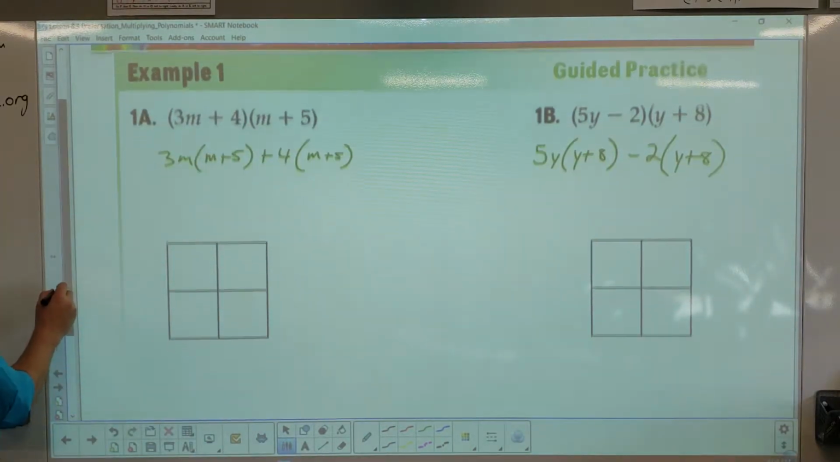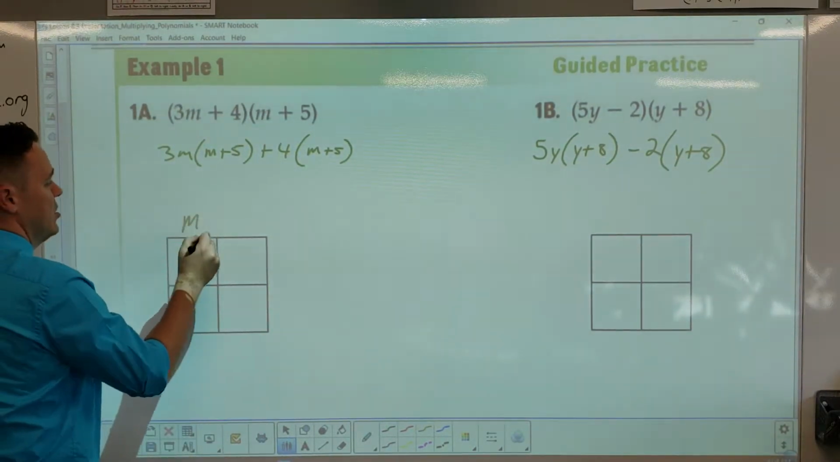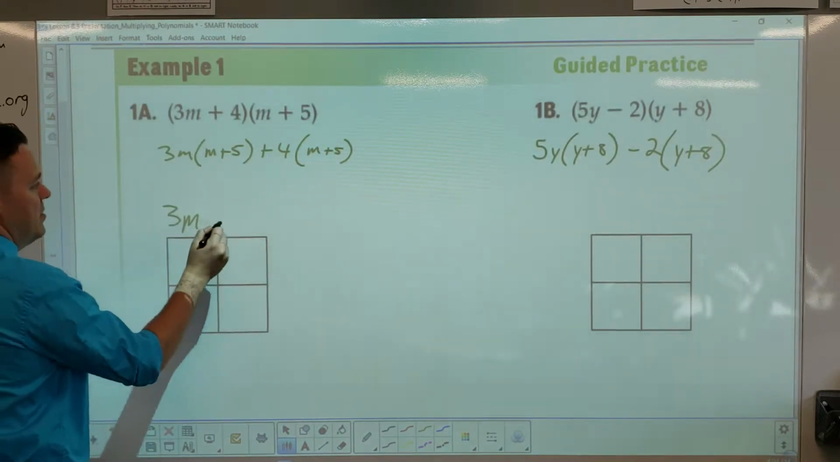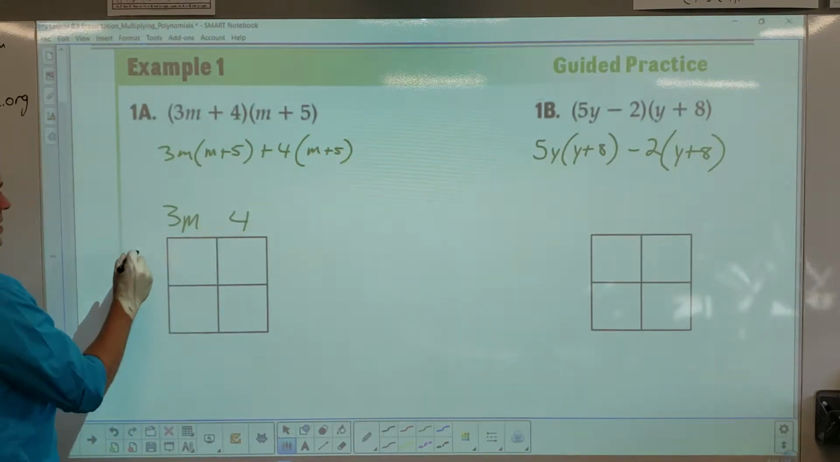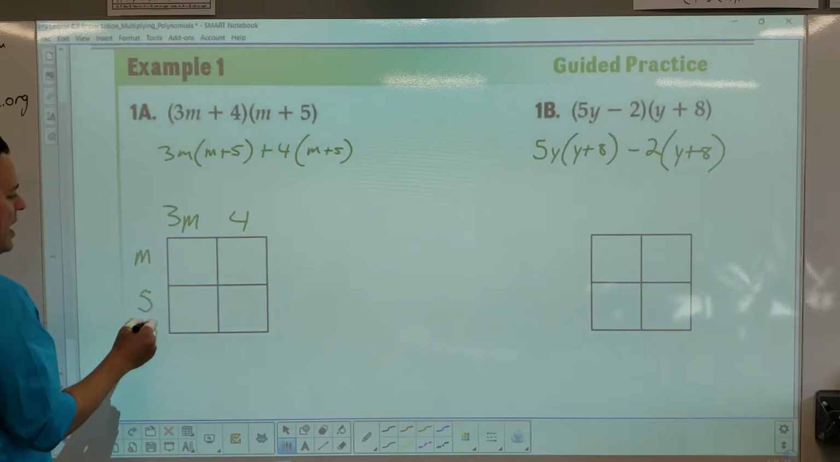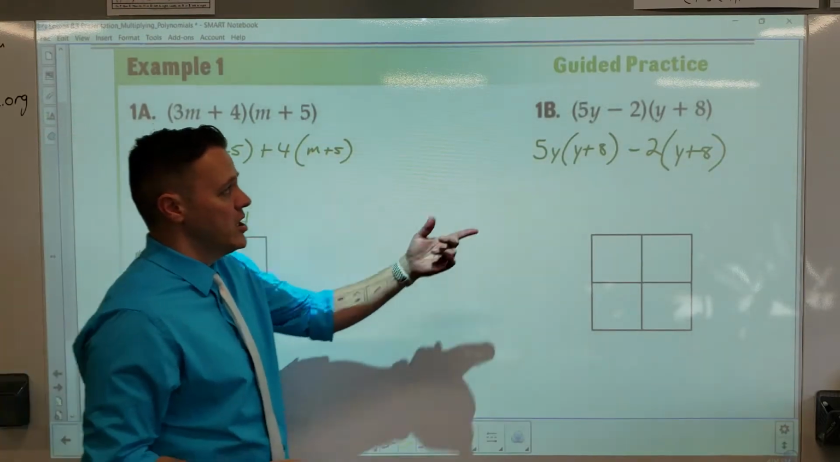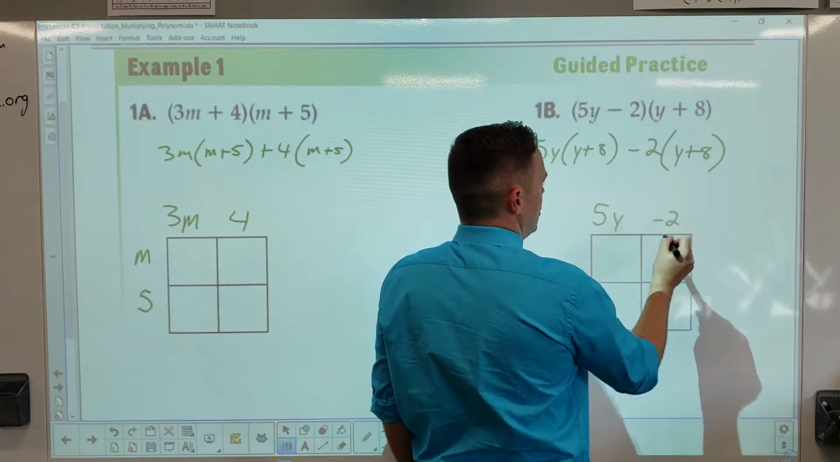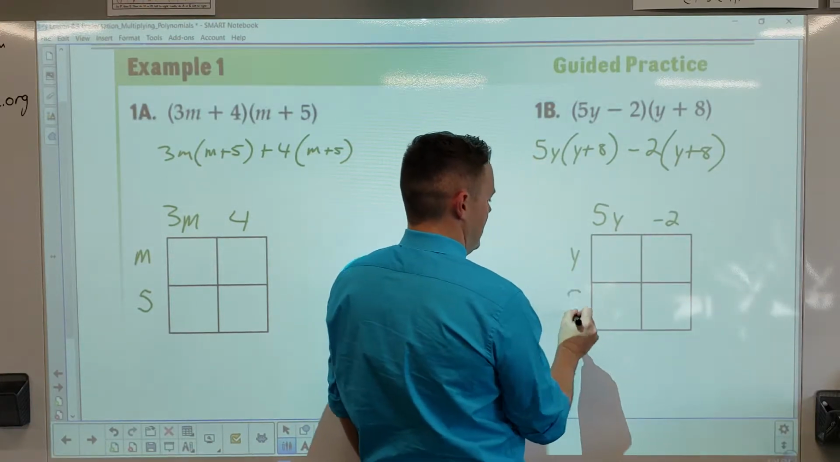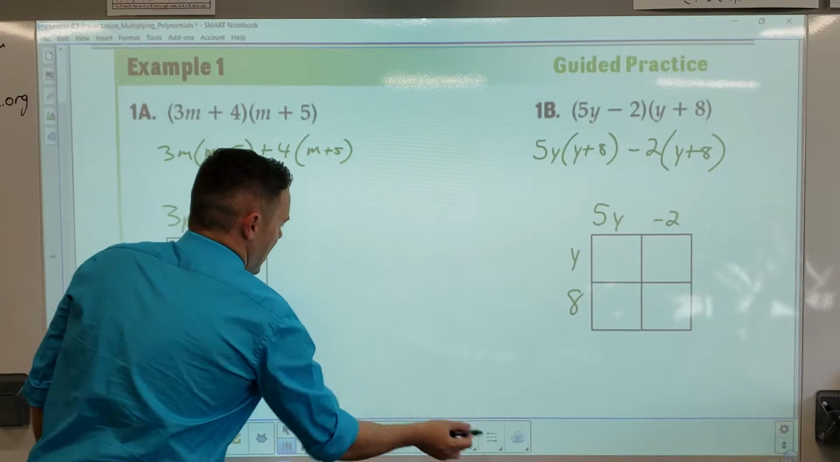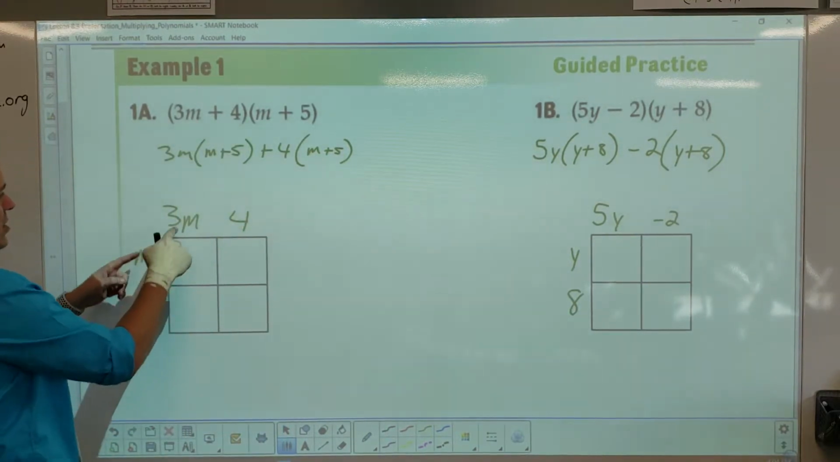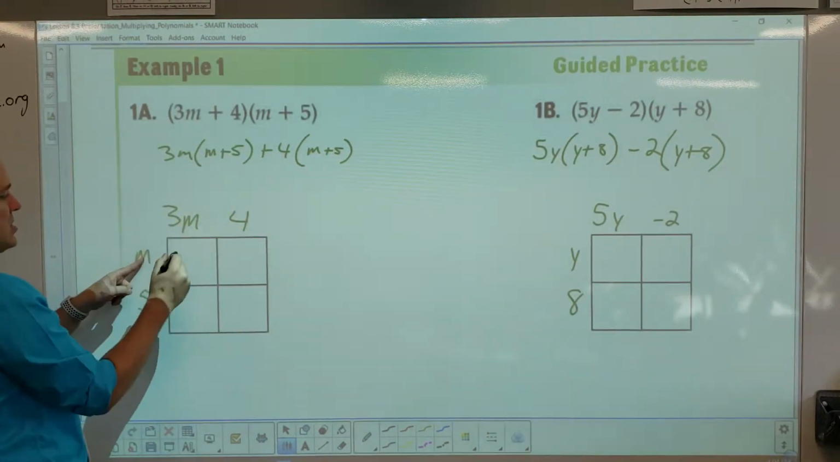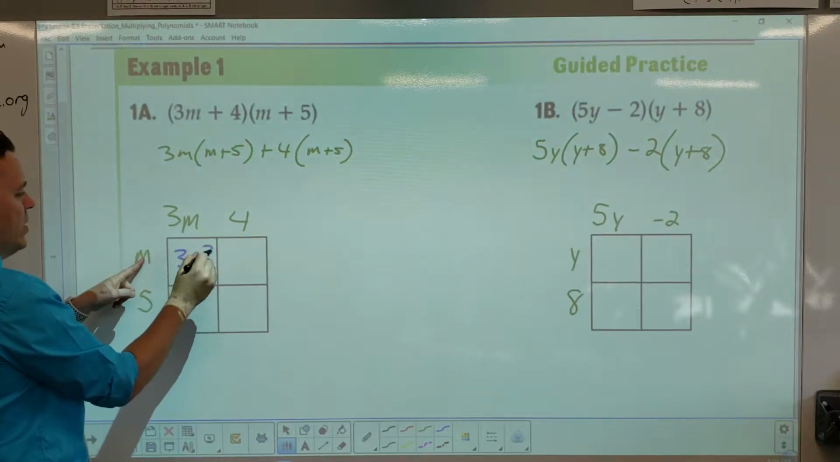So I'm going to try to do it on the box one for this one. So let me go 3m and 4, and let me go m and 5. Now I'm not going to write the pluses anymore. I'm only going to do it over here. So it'd be 5y and then negative 2, and then it's going to be y and 8. So there's my box.